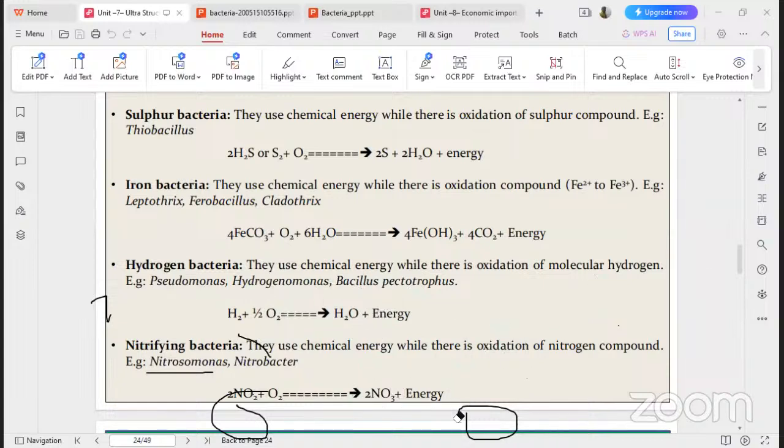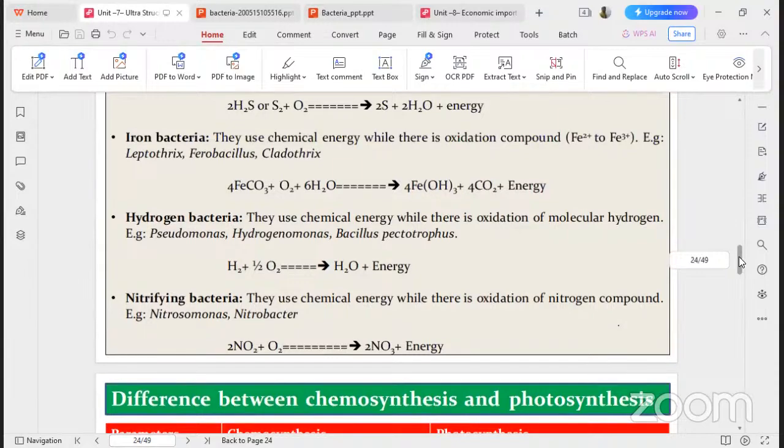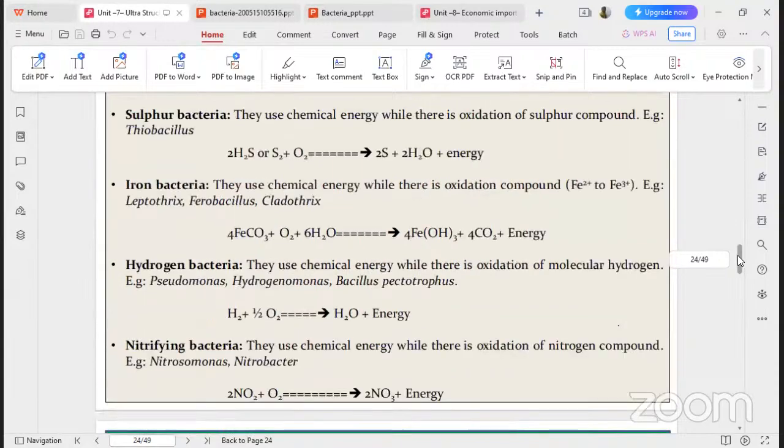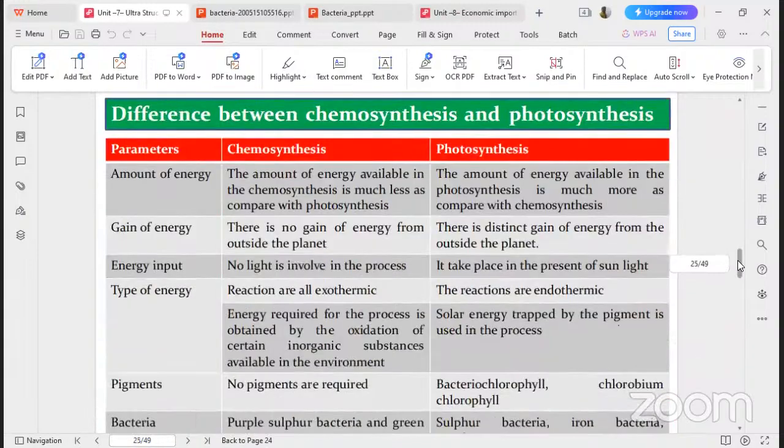And again, we will discuss the heterotrophs next. Autotrophs are of two types: photoautotrophs and chemoautotrophs. Photoautotrophs include sulfur bacteria and non-sulfur bacteria. Chemoautotrophs, depending upon chemicals, include iron bacteria, sulfur bacteria, hydrogen bacteria, and nitrogen bacteria.